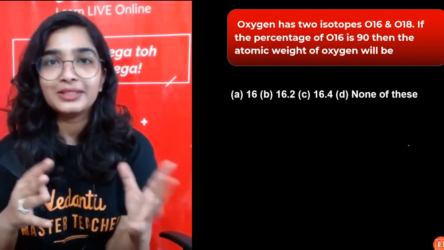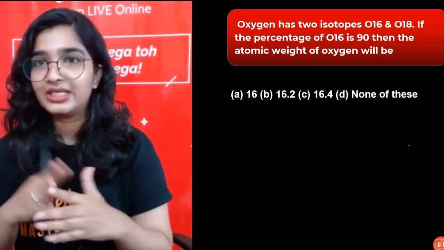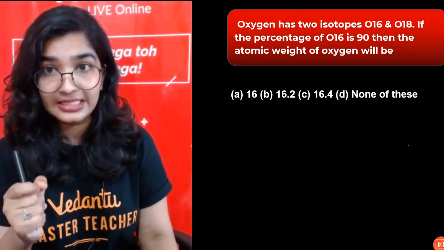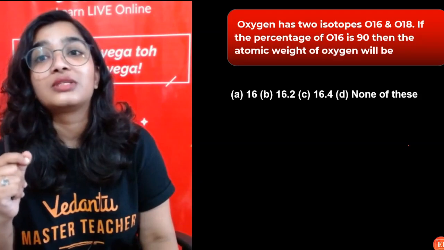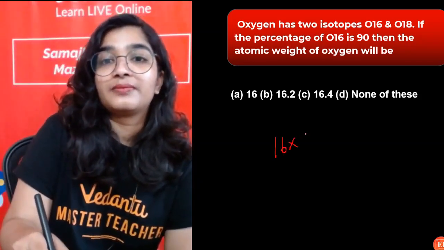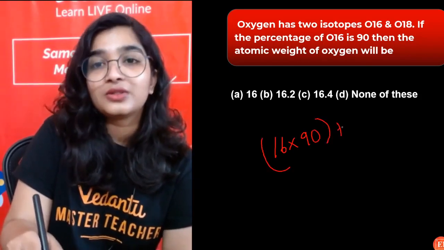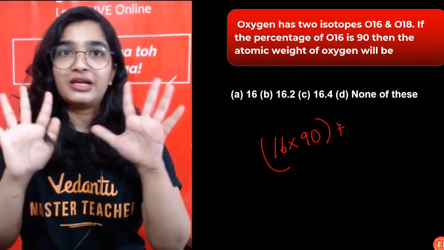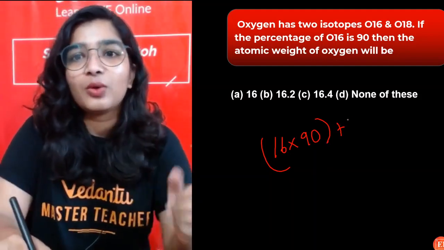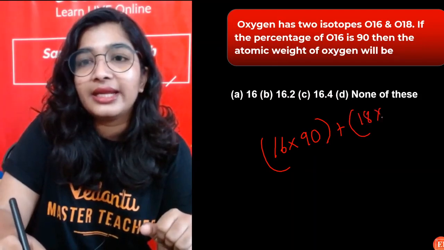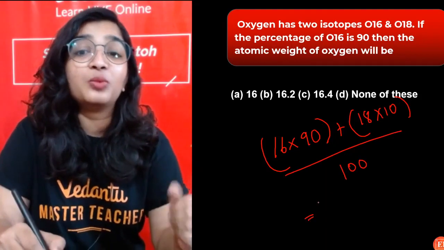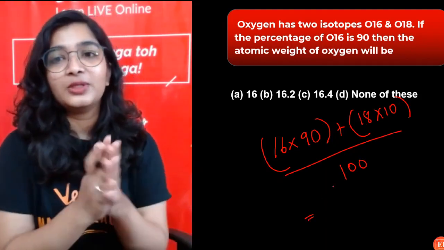Oxygen has two isotopes, O16 and O18. If the percentage of O16 is 90, then the atomic weight of oxygen will be. So we know the percentage: 90 plus, obviously, 100 minus 90, right? So 90% is O16, and the remaining 10% will be O18. 18 into 10 divided by 100. How much will it be?